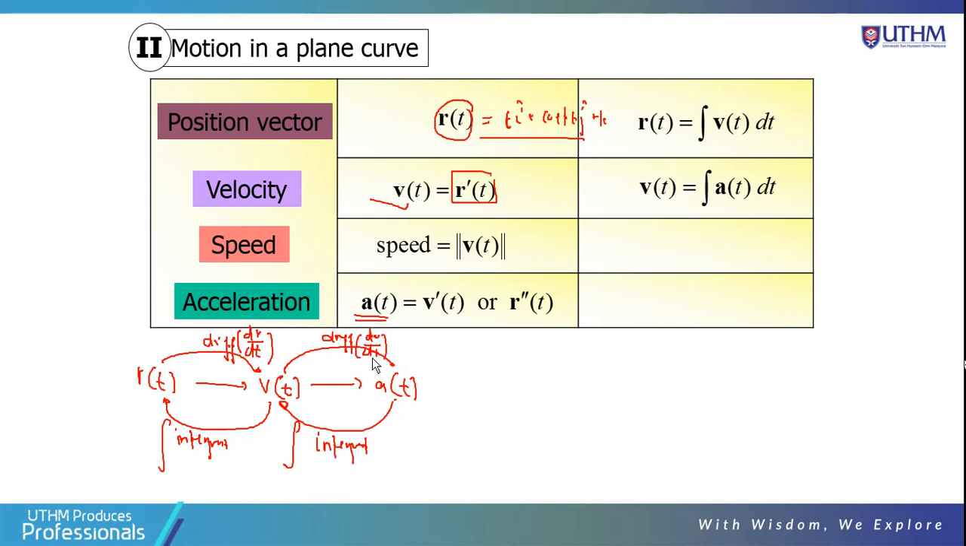This is how you can determine the velocity, speed and acceleration, either by differentiating or integrating, depending on the question. So you integrate v(t) to get r(t), and you integrate a(t) to get v(t). This way is simpler, and you need to remember it for the application.